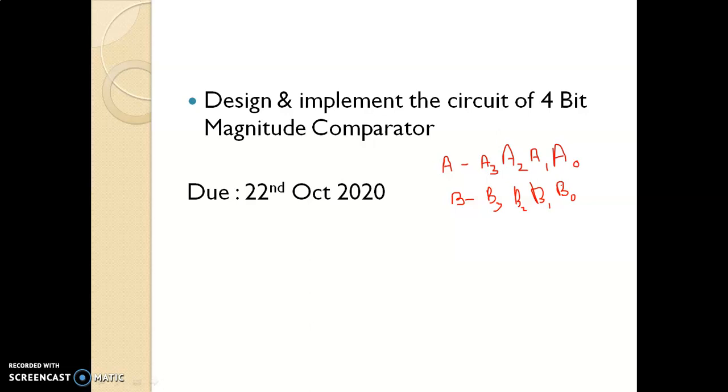Circuit design is a must. So after getting the equation, just draw the circuit and then submit it on 22nd October before midnight. Okay, so that's it. If you have any doubts, you can call me or WhatsApp me. But please try to do it. Okay, thank you.